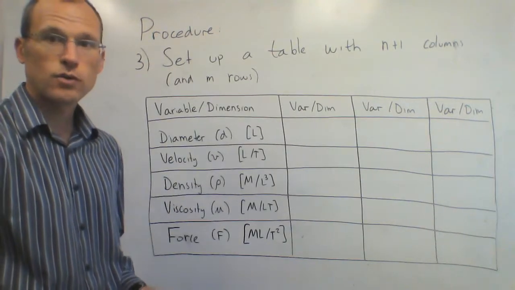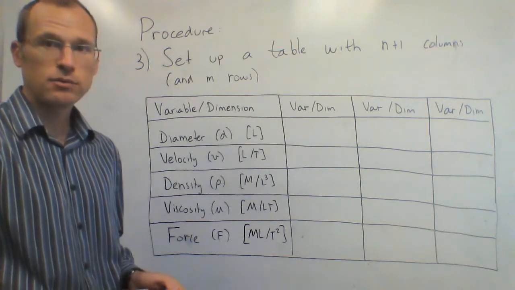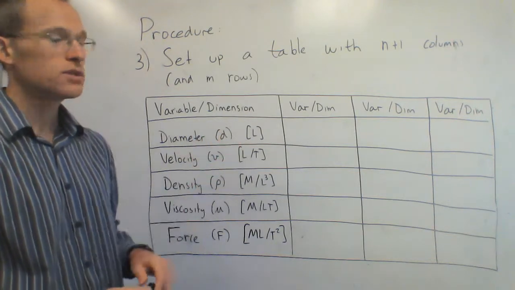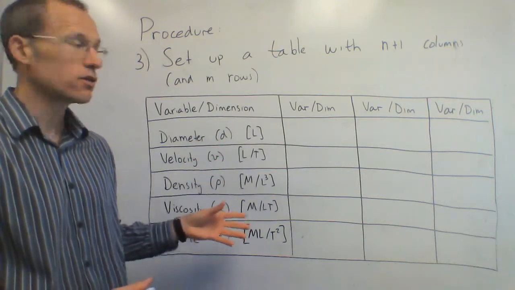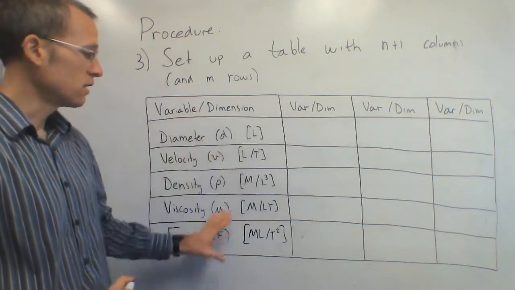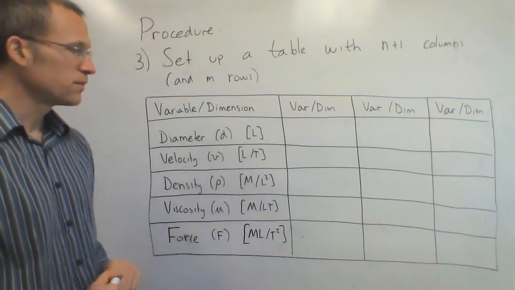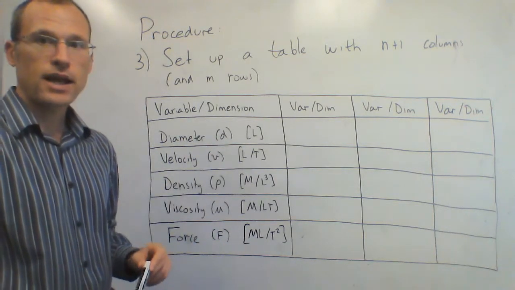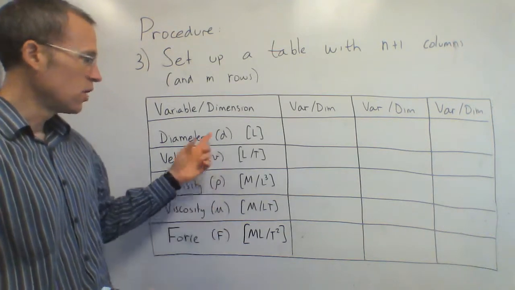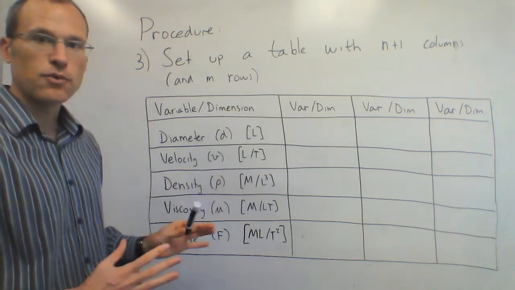Now that we know how many variables or pi groups we're looking for at the end of this, the third step is to set up a table. My table is going to have n plus 1 columns. So if you have 3 dimensions like we do here, we have 4 columns. My first column is basically what I did in step 1, have all my variables and all their dimensions. And then I have m number of rows, so each row corresponds to one of my variables. I'm not counting the header row. And so that's step 3, set up that table.